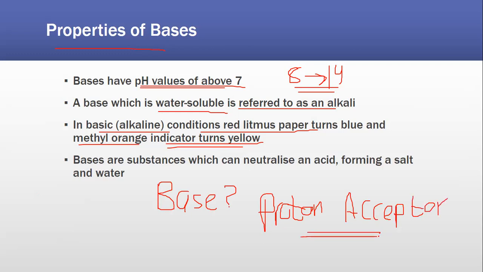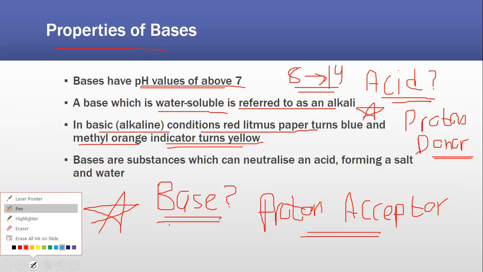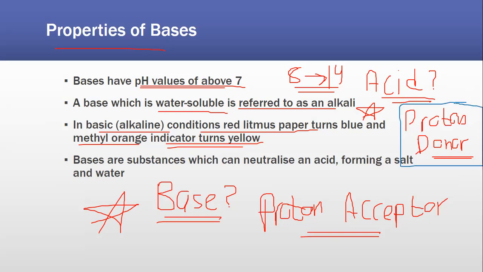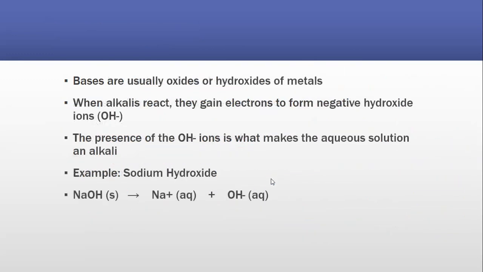Can you tell me what did I tell you about the definition of an acid? So proton donor. Got it? Yes. Acids are proton donors. Remember that. ये paper में आएगा. Bases are proton acceptors. Remember that. ये same आना है. So bases are substances which can neutralize an acid, forming a salt and water.